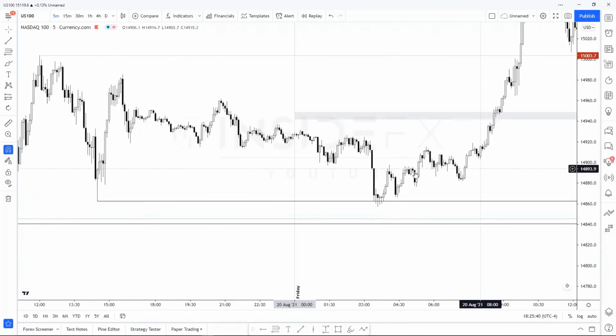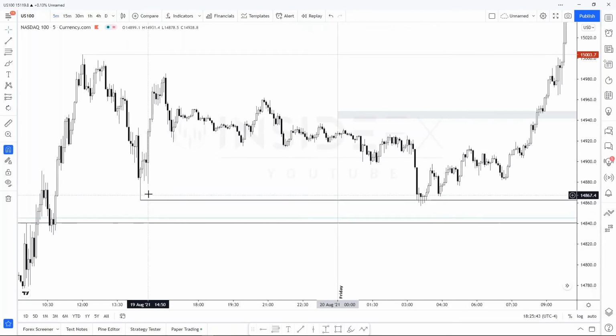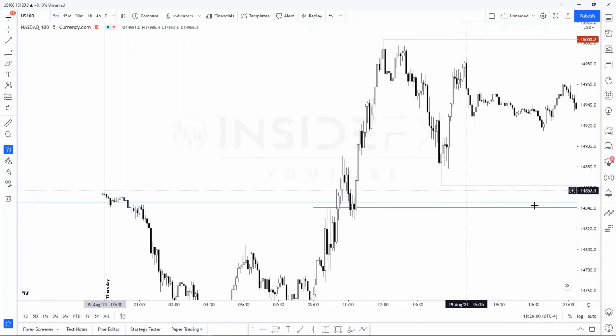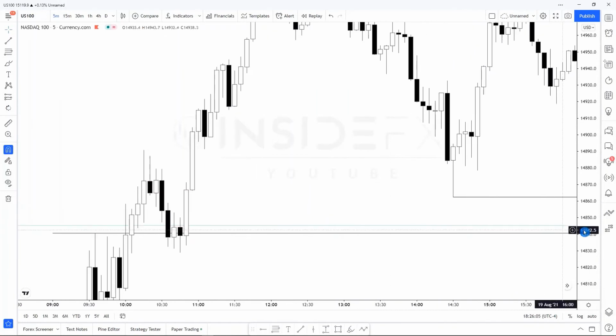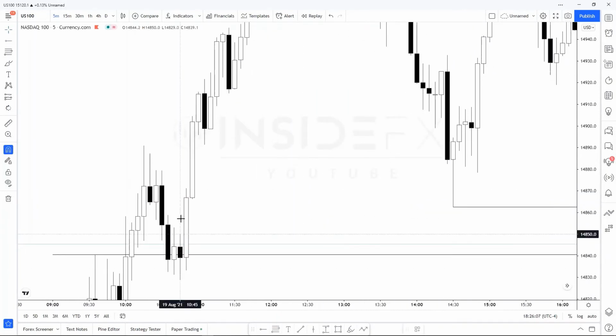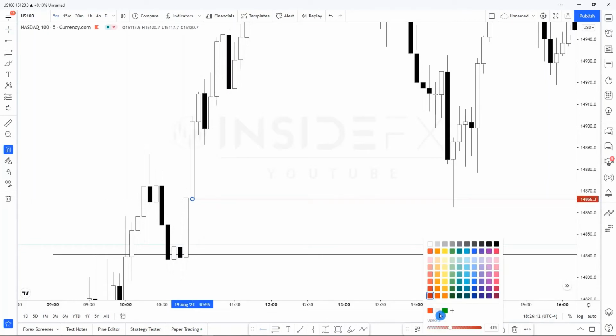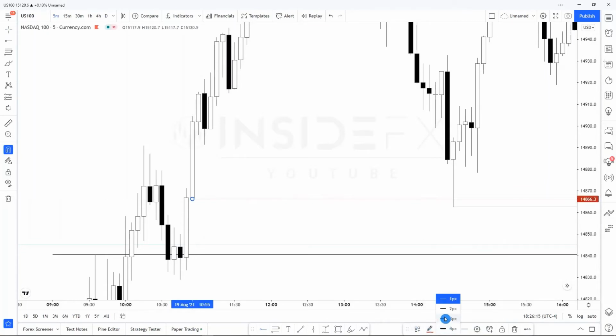You can see that we do have a low right here, and these last 3 down close candles, there's 2, you can use that as your order block. From that low to that high, that is your imbalance which you can use. So I'm just going to mark this out. From that low, let's make this red. Now let's make this thick.